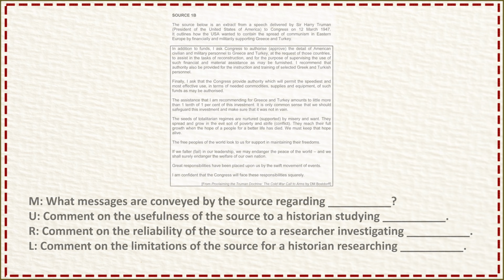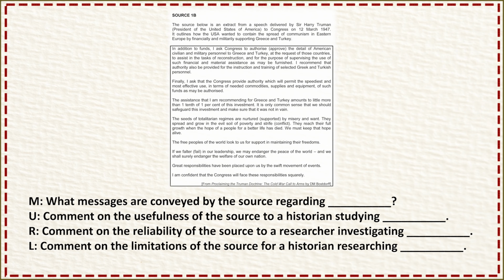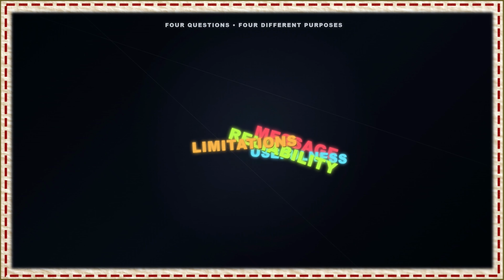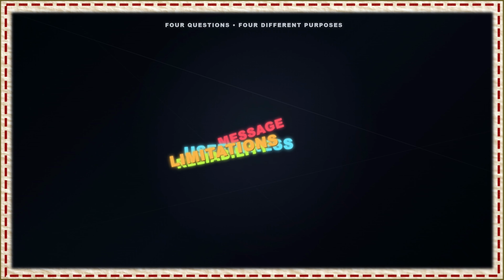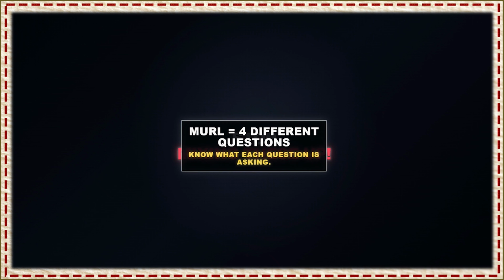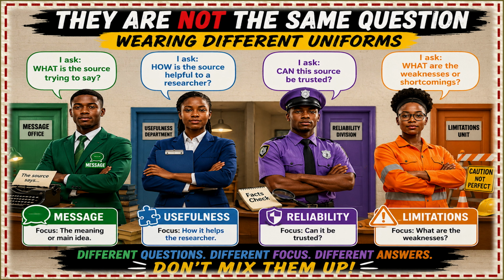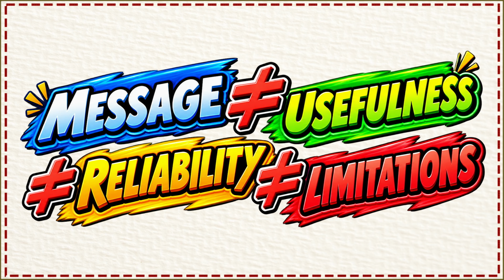Have you ever looked at a source-based question and thought, aren't messages, usefulness, reliability, and limitations all asking the same thing? You are not alone. Many learners lose easy marks because they mix up messages, usefulness, reliability, and limitations. They think the answers are the same and end up applying the wrong skill. Here is the thing. Message, usefulness, reliability, and limitations are not the same question wearing different uniforms. These four concepts are completely different. By the end of this lesson, you will be able to confidently tell the difference between them.